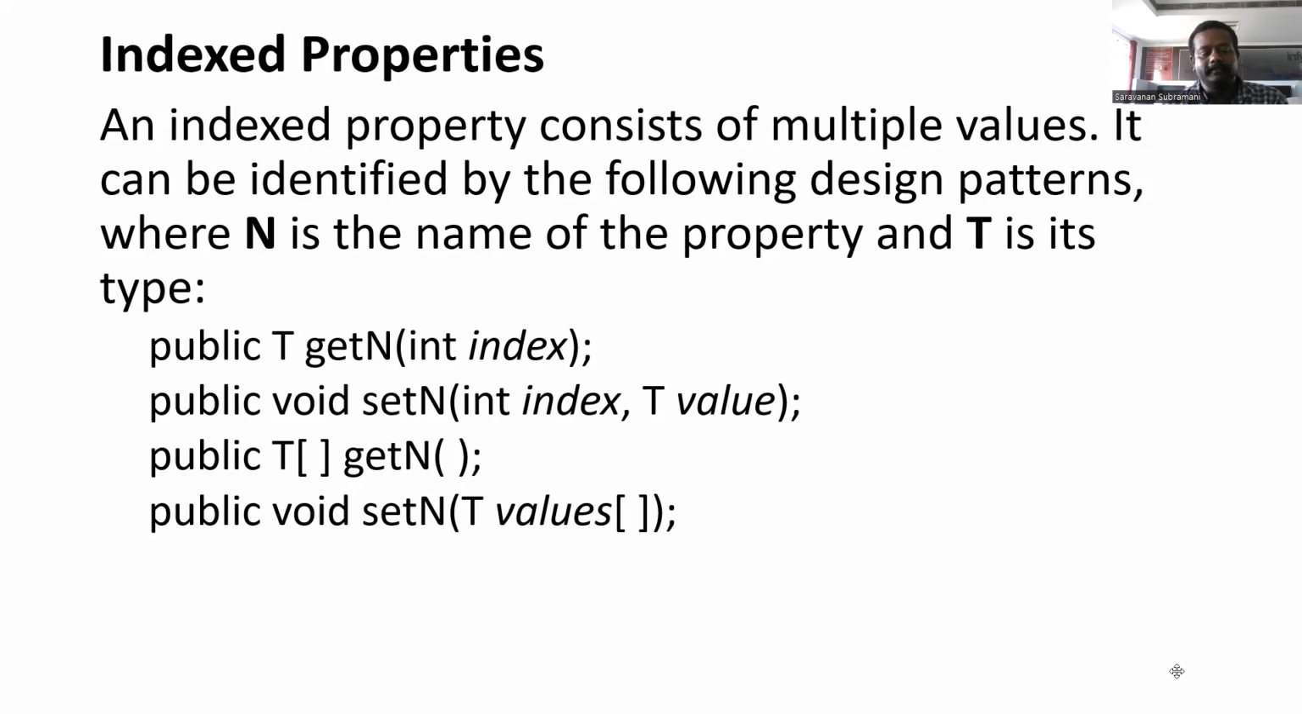So public t get n of int index. In this getter function, n is as usual the property name and t is the type of value it's going to return. And for this getter method, there is an argument, an index. This index is going to identify from where we are going to access the value.